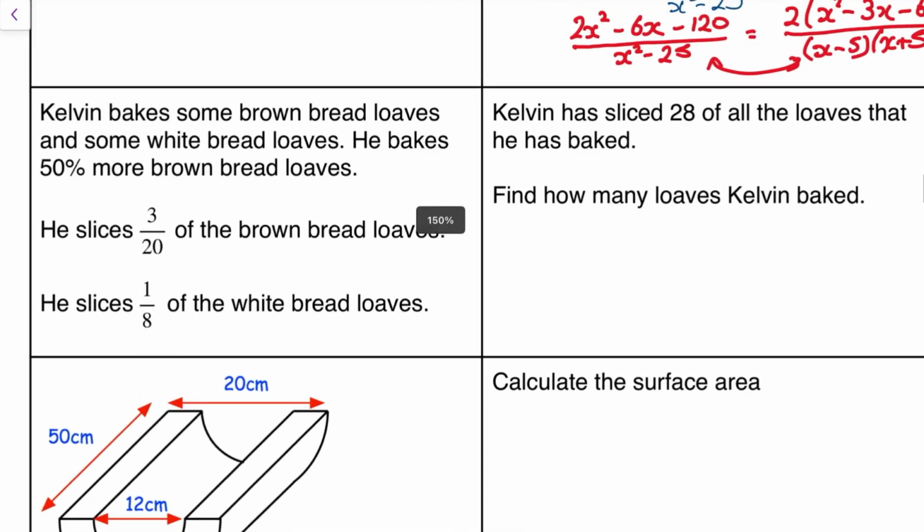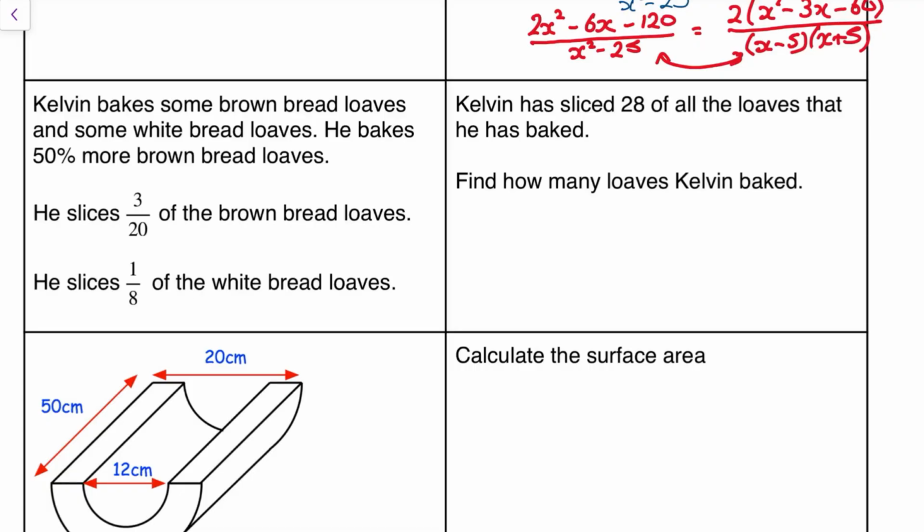Next question. Right, okay, this looks quite wordy. Kelvin bakes some brown bread loaves and some white bread loaves. He bakes 50% more brown bread loaves. He slices 3/20 of the brown and 1/8 of the white. Oh, sorry, he has sliced 28 of all the loaves he has baked.